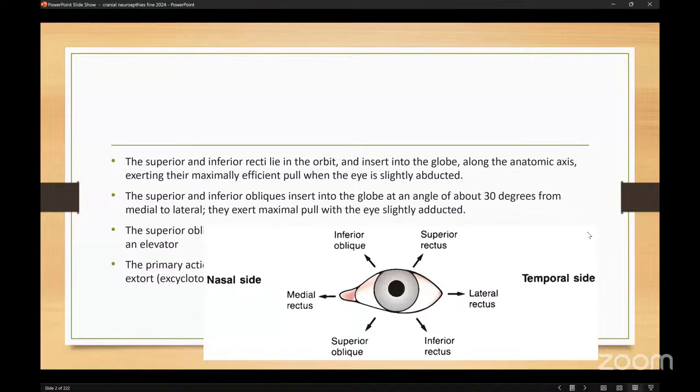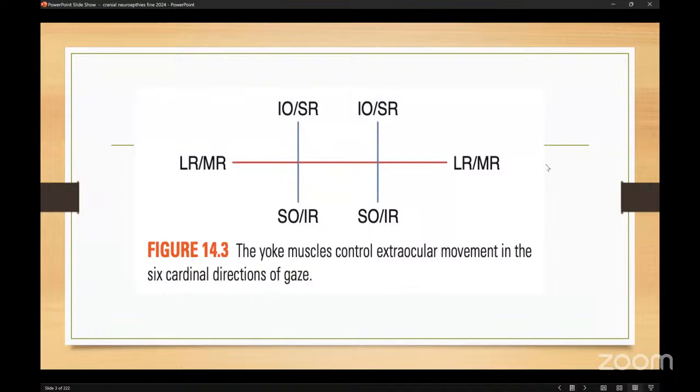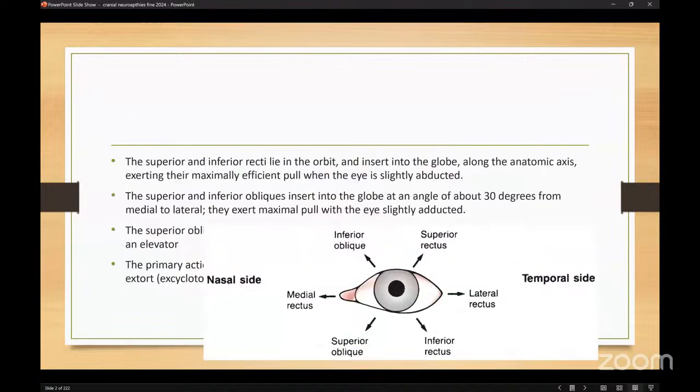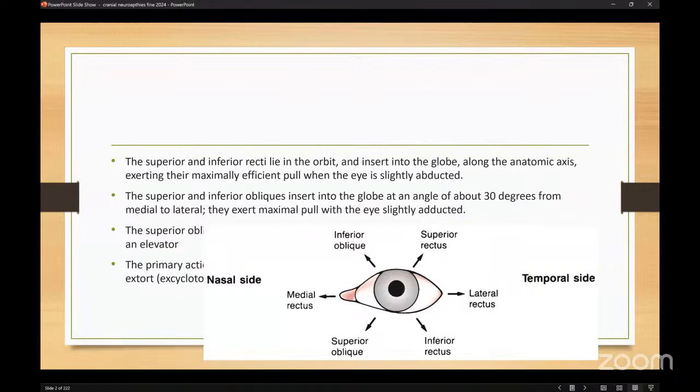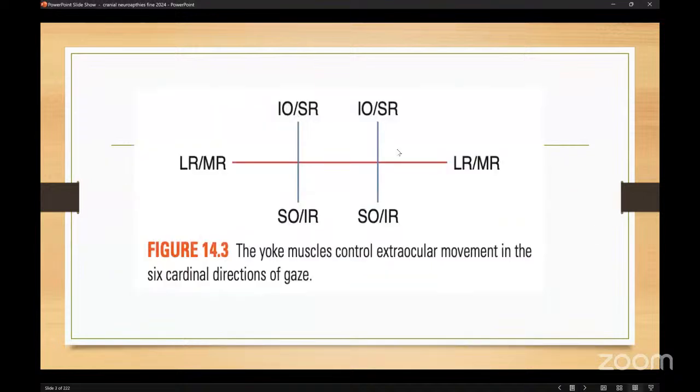We all know the functions of the extraocular muscles. We should remember that recti are best checked in abduction, and the obliques are best checked in adduction. That means the maximum function of the recti is in abduction, whereas the obliques' effect is in the adducted eye. Lateral rectus and medial rectus are responsible for horizontal eye movements.